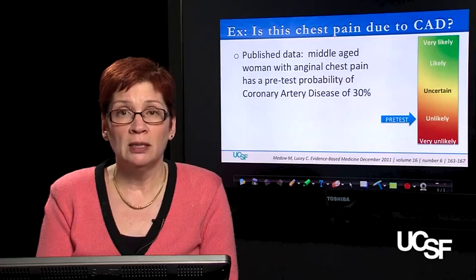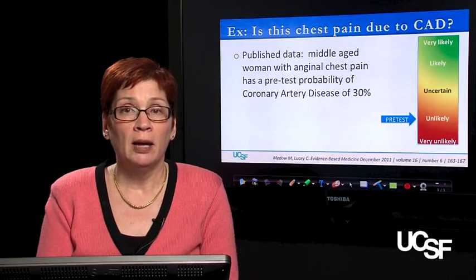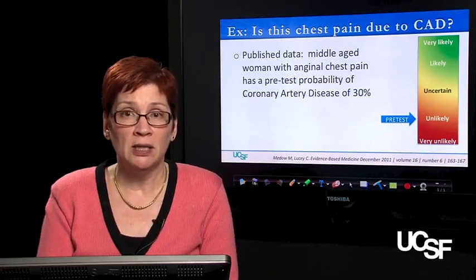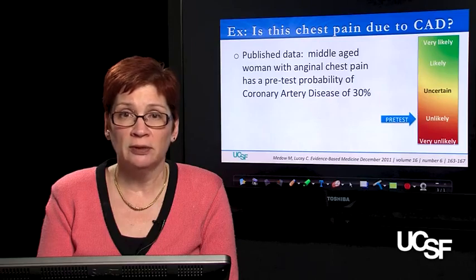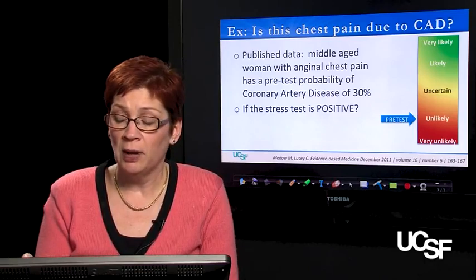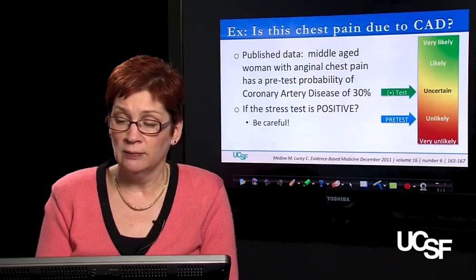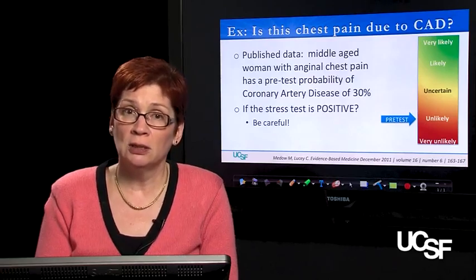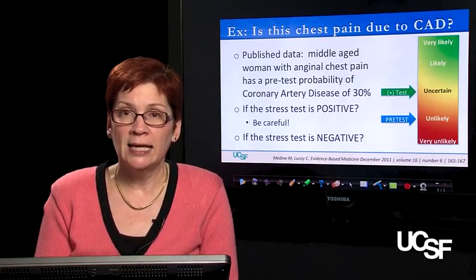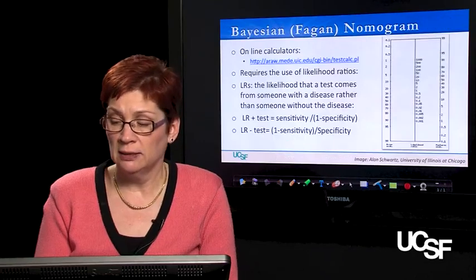Now, remember what our Bayesian theory said. If you start with an unlikely category, a positive result is more likely to be a false positive than a true positive. And using our heuristic, we know that if her test result is positive, at best we can move her into the uncertain range. But if her test result is negative, we can feel pretty comfortable that she doesn't have the disease.